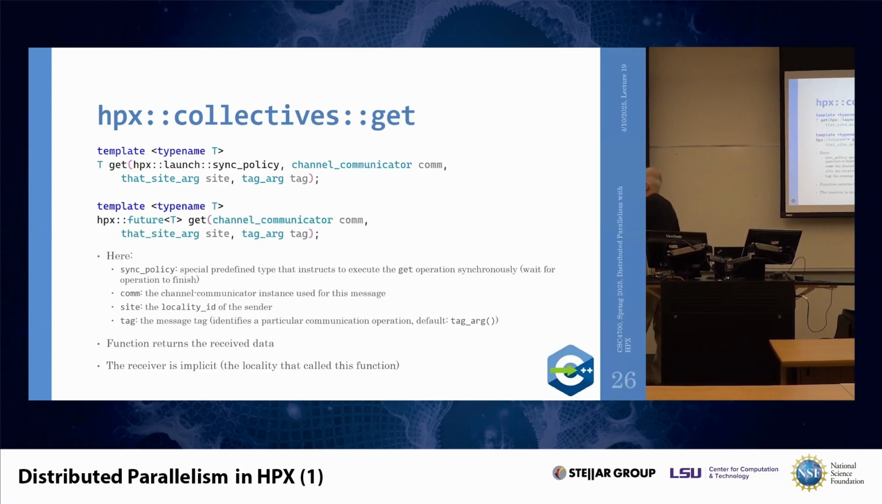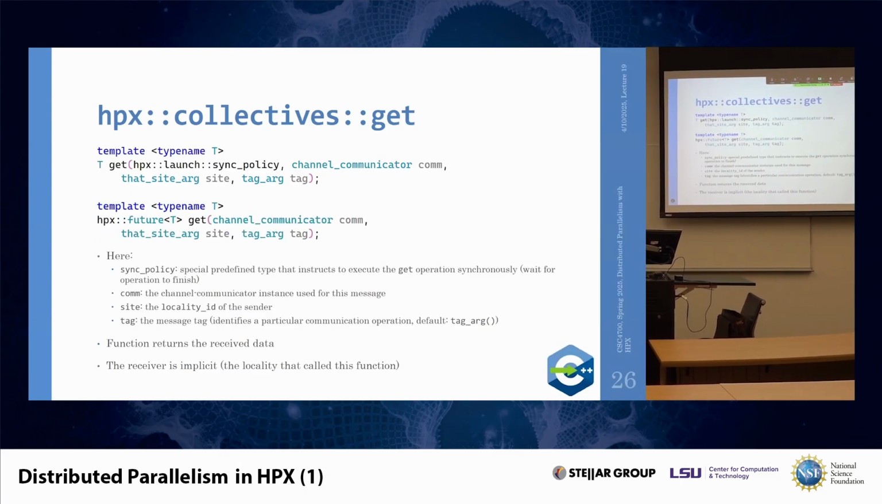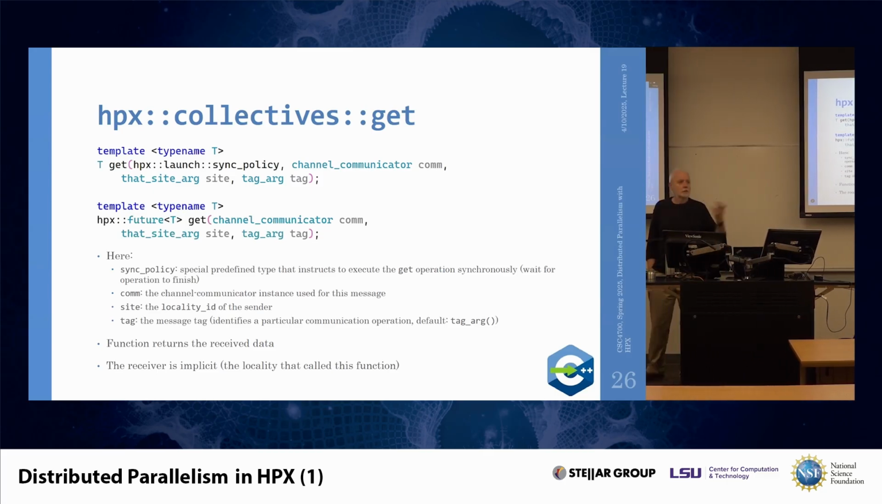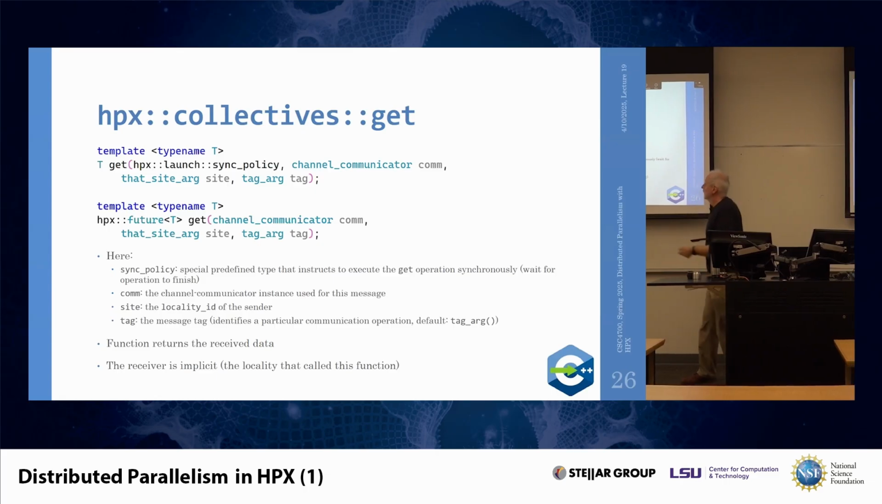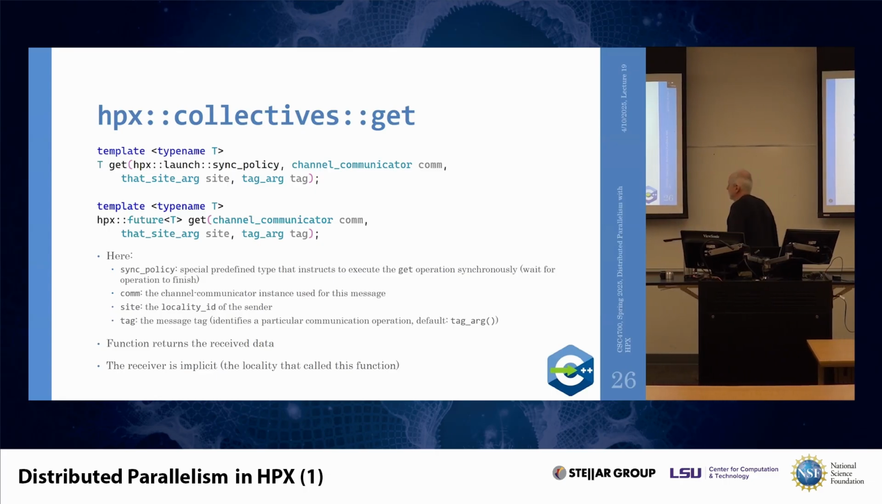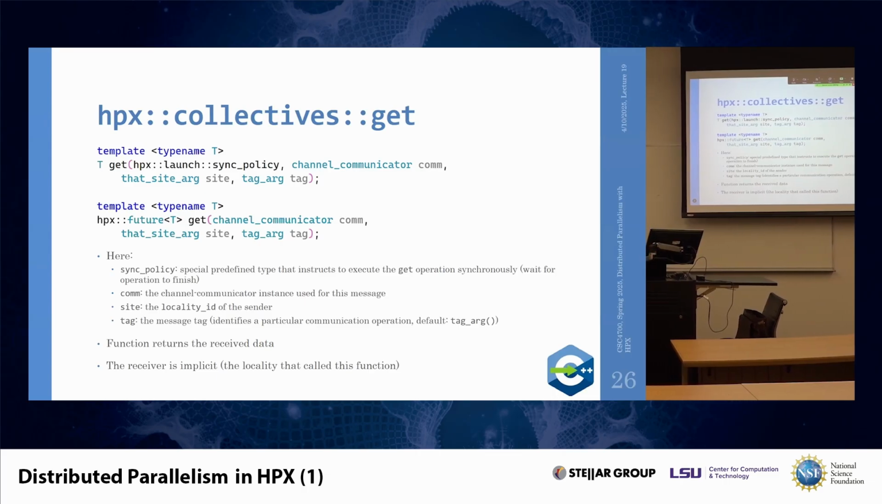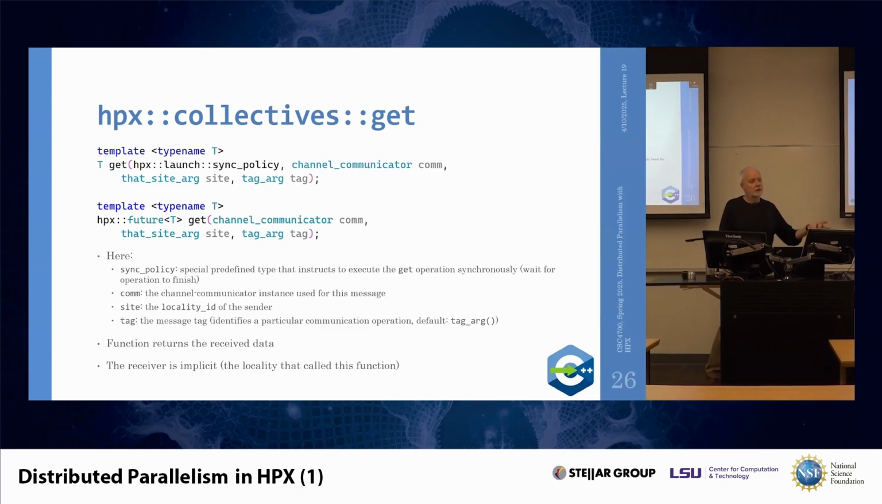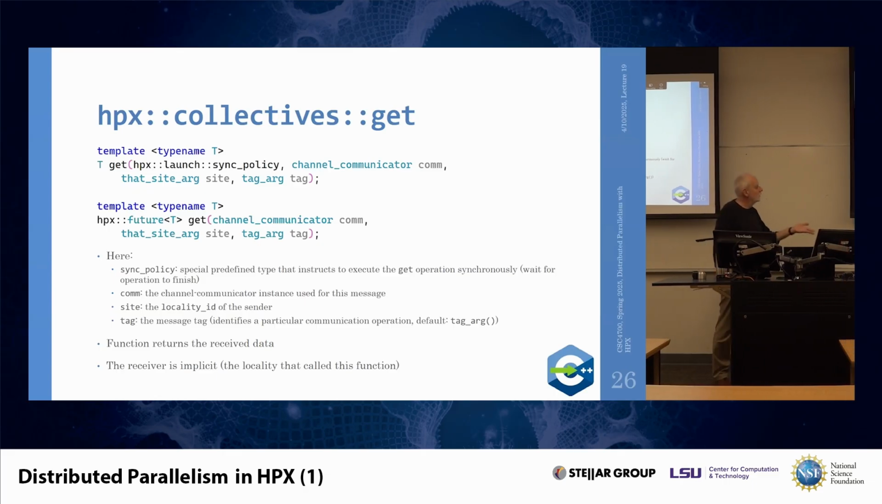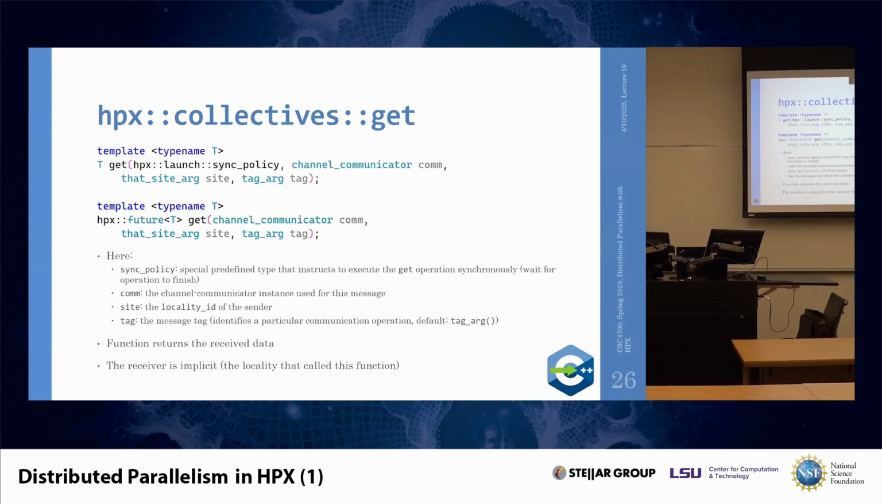Again, there is an asynchronous version, which, instead of giving you the actual T it received, will give you a future to that received value. And you can wait on it, or attach continuations, or do whatever you want with it. Again, the receiver is implicit too, because the locality that calls get is the implicit receiver.